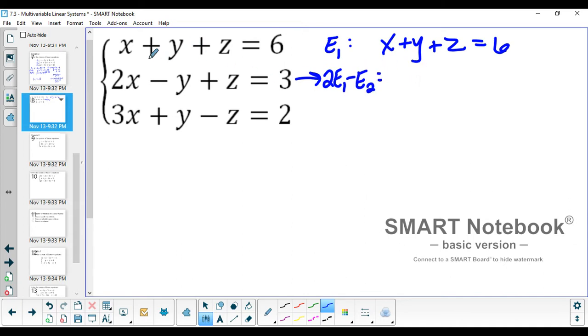All right, so 2 times x is 2x, minus 2x gives us the 0 that I want. Then I'm going to have 2 times y is 2y, minus a negative y is the same thing as plus y, so this will become 3y. And 2 times z minus 1z is just z, so plus z. And 2 times 6 is 12, minus 3 is 9, so this will equal 9.